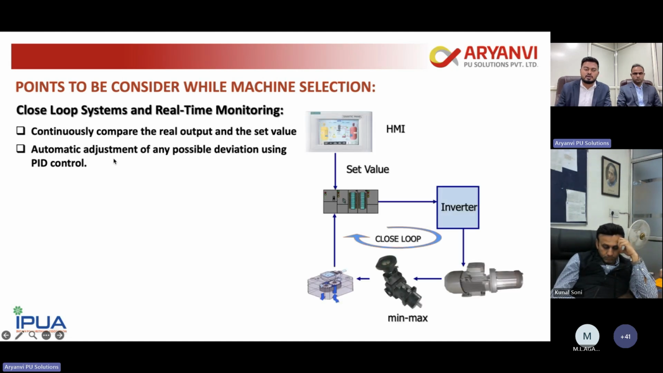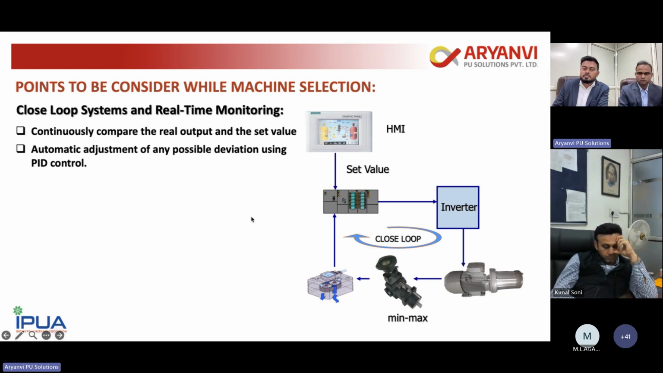How it works, I will try to explain to you from this diagram. For example, you have set a value on the HMI. On the basis of that, it will go to your PLC. It will send a signal to your inverter. Your inverter gives a signal to the motor. Because motor and pump are connected, your pump is working. Then you will get some output in the delivery line of the pump.